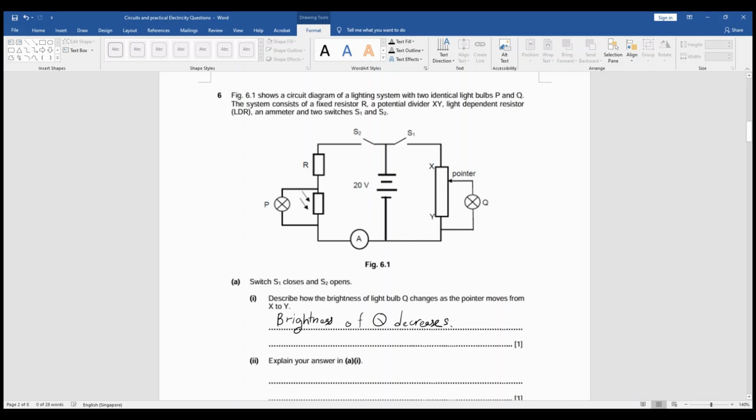The potential difference is 20 volt. When it's here, you'll get the whole thing. But when it goes to Y, it becomes a potential. In fact, it was already a potential divider setup. Do we know what's the total highest resistance? We don't know. So you just become less bright lah. Okay.